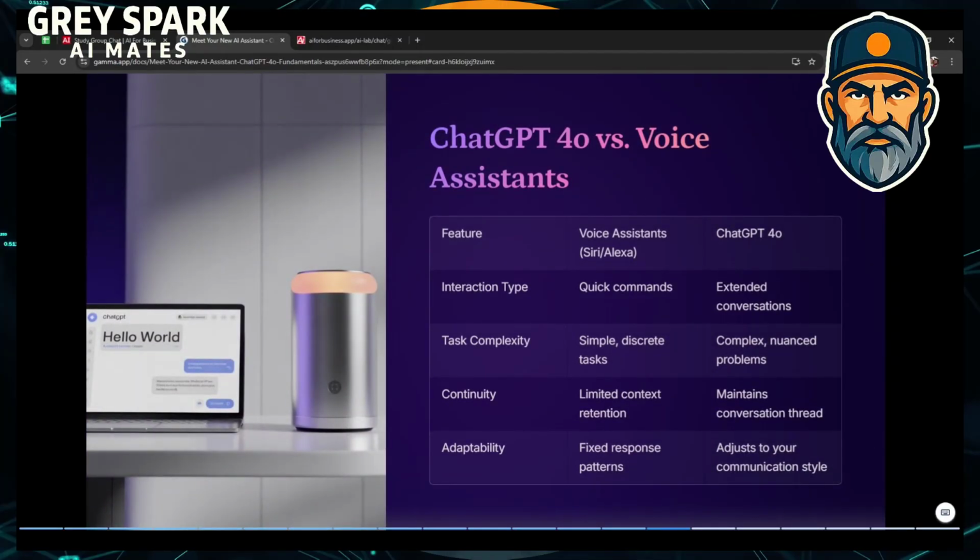So ChatGPT versus voice assistants like Siri and Alexa, which are good for setting timers, checking the weather, playing music. ChatGPT 4.0 is designed for more complex and extended interactions. You can have back and forth conversation, refine ideas, work through complex problems together. You can almost treat it like another person, but of course, it's not.